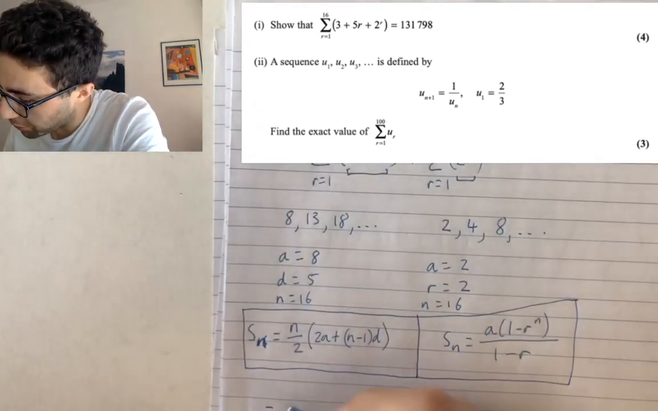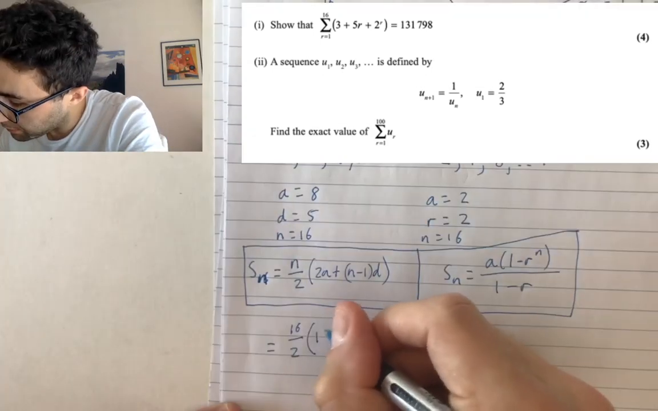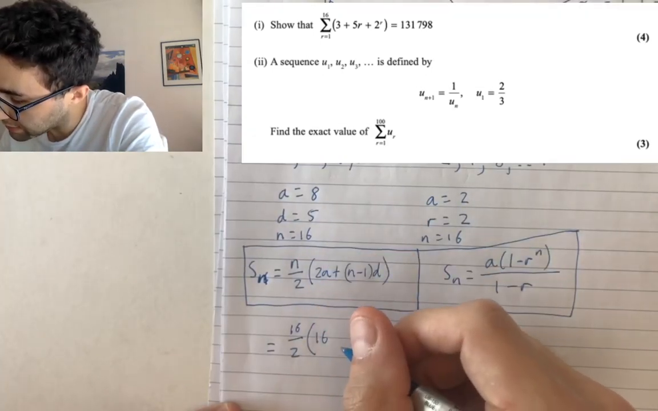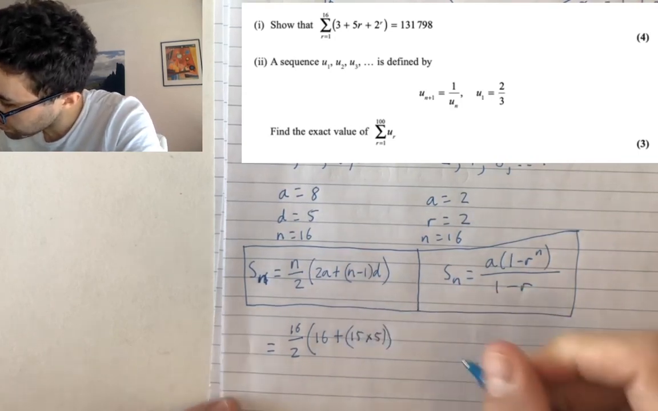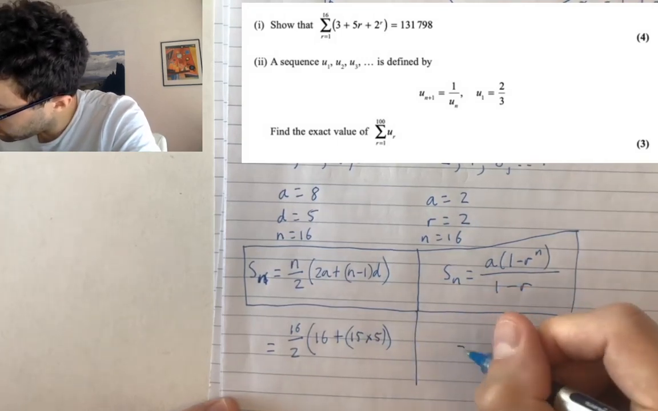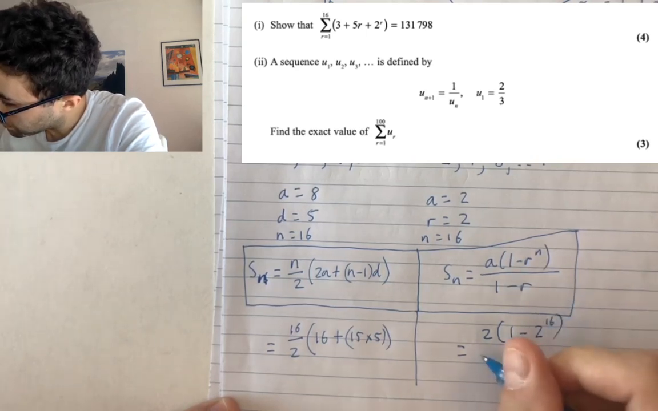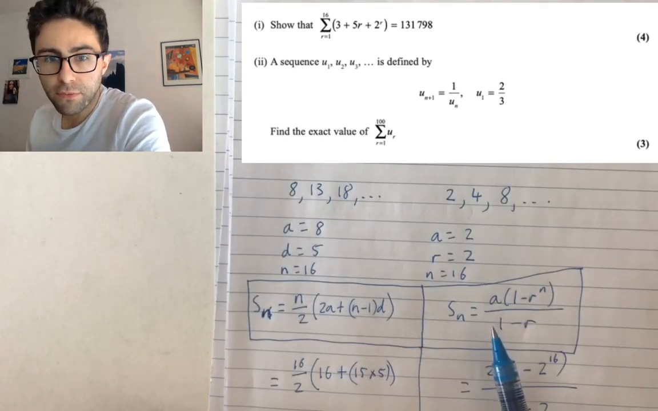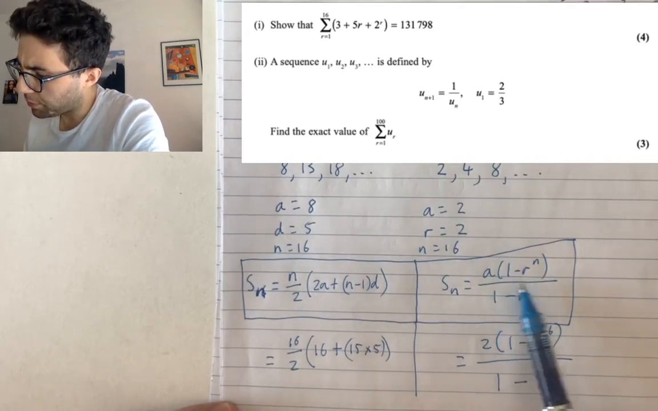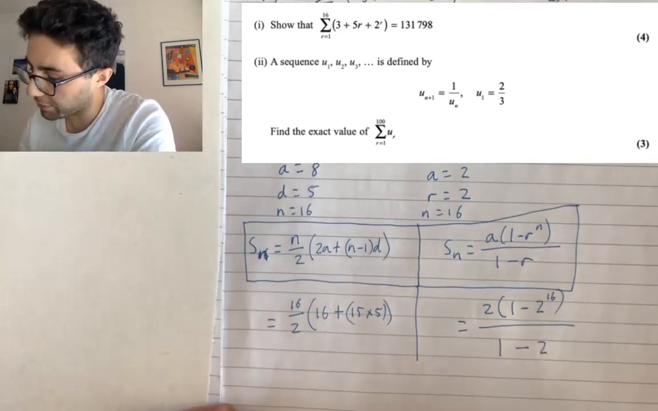I'm going to plug and go, okay? So let's do a mild bit of working. 16 over 2 times, 2 times 8 is 16, plus n minus 1 is 15, times the common difference, which is 5. And in this world, you're going to have 2 times 1 minus 2 to the 16 over 1 minus 2. Let me just double check that. Yeah, a is 2, 1 minus 2 to the 16 over 1 minus 2. I think I'm pretty happy with that. Let's see if it works out okay.